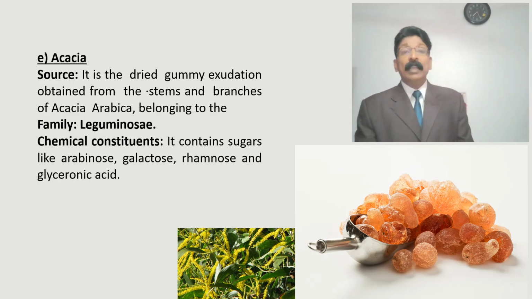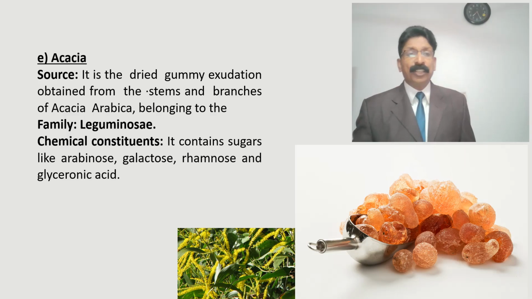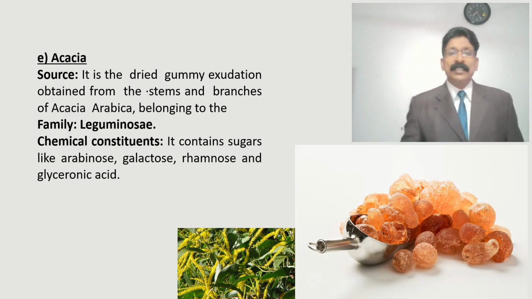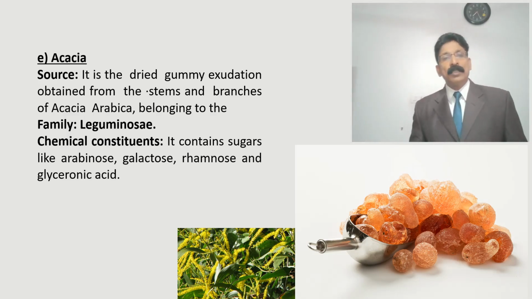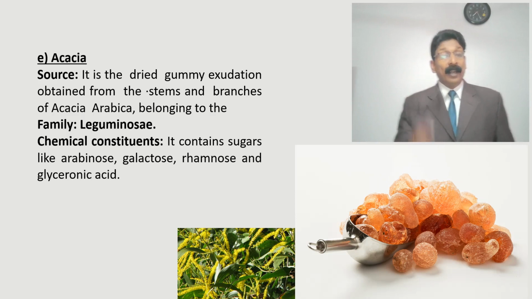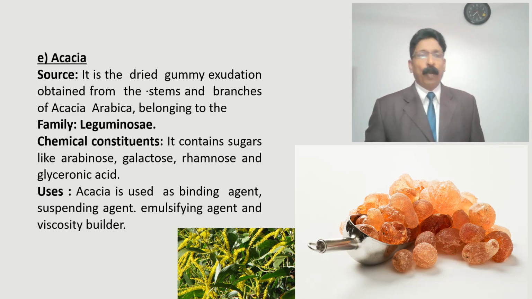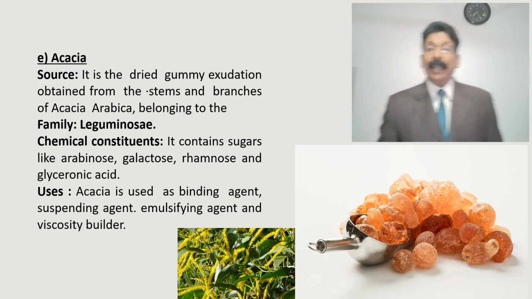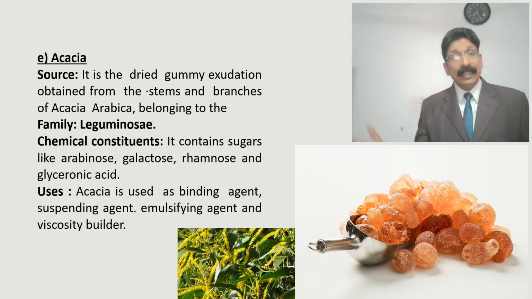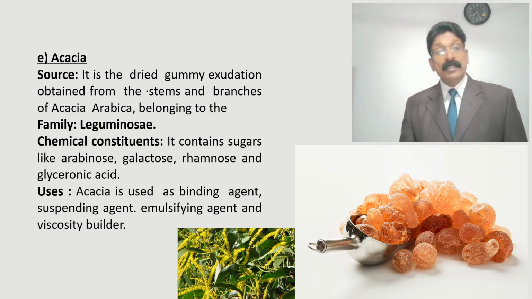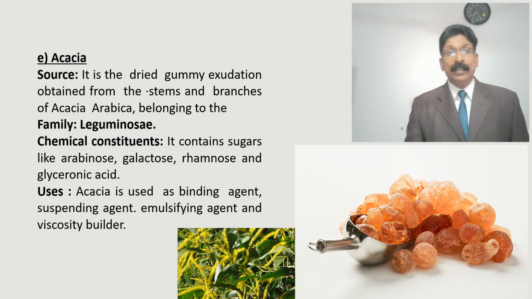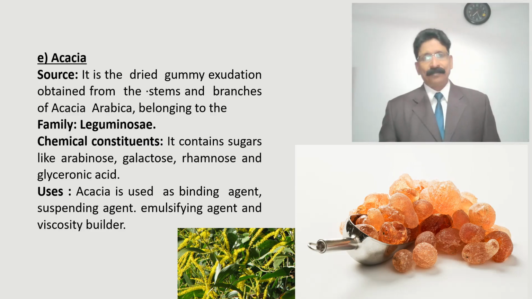Leguminosae. The chemical constituent, it contains sugars like arabinose, galactose, rhamnose, and glyceric acid. Highly concentrated with carbohydrate. Acacia is used as binding agent, suspending agent, increases the viscosity, emulsifying agent, reduces the surface tension between the two immiscible liquids, and viscosity binders. So interesting application of acacia.